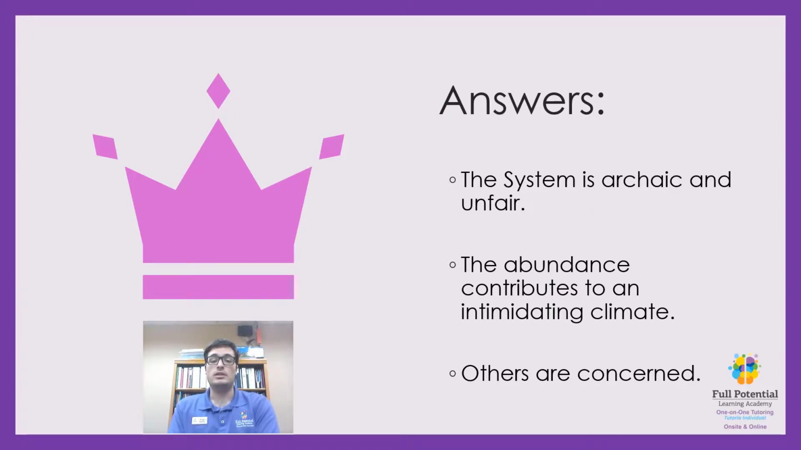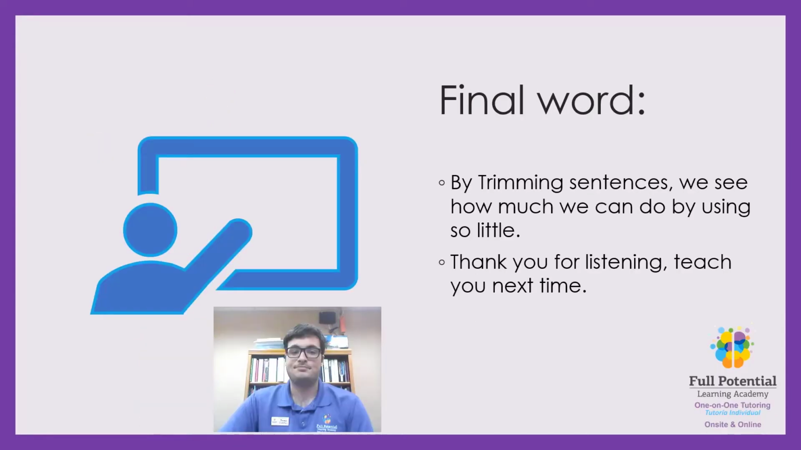So we change it and trim it down to the abundance contributes to an intimidating climate and change the subject-verb disagreement as necessary. Finally, the last one, others are concerned, talks about the others on the committee, but we can trim that out as well as the interrupter and simply say others are concerned and change the is to are as well. Don't worry if you didn't trim it down as much as you could. However, this practice will help you in future tests and help you get the best answers.